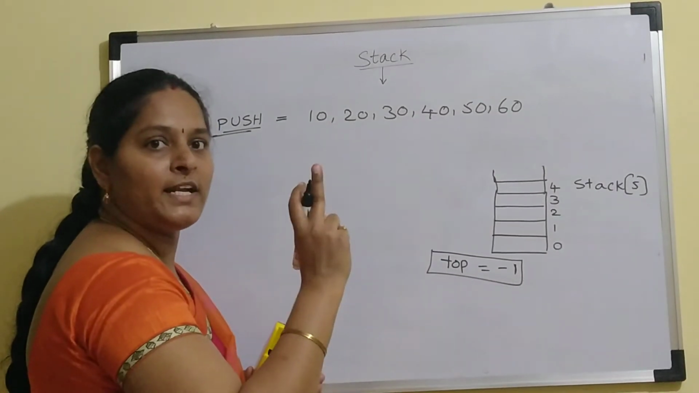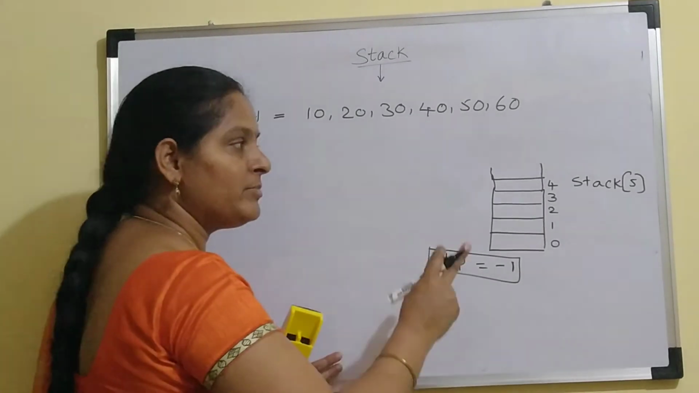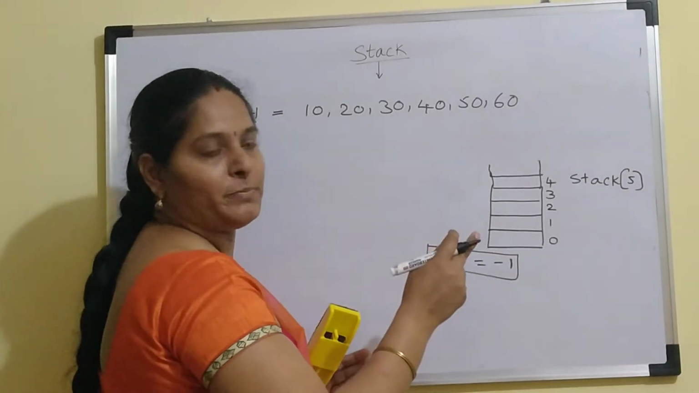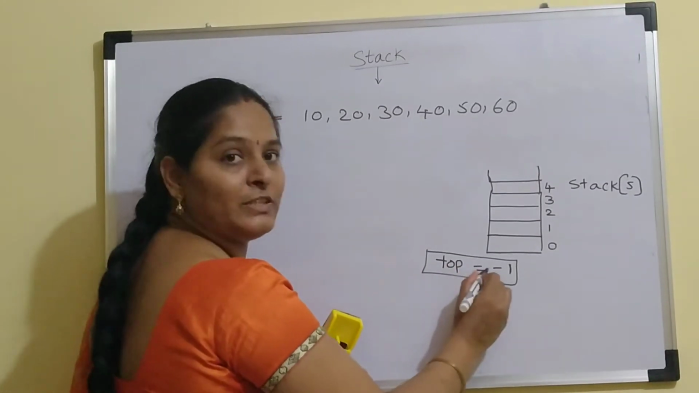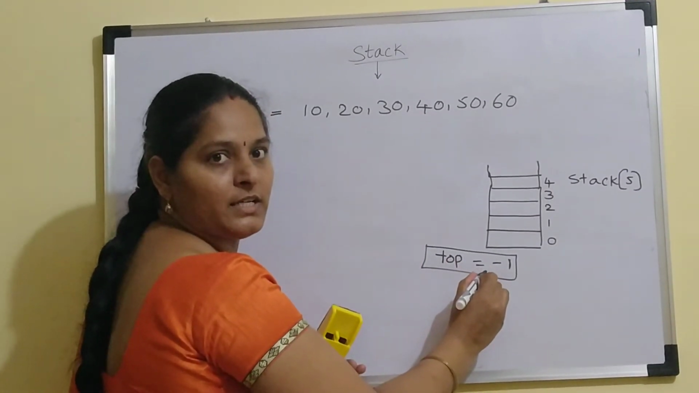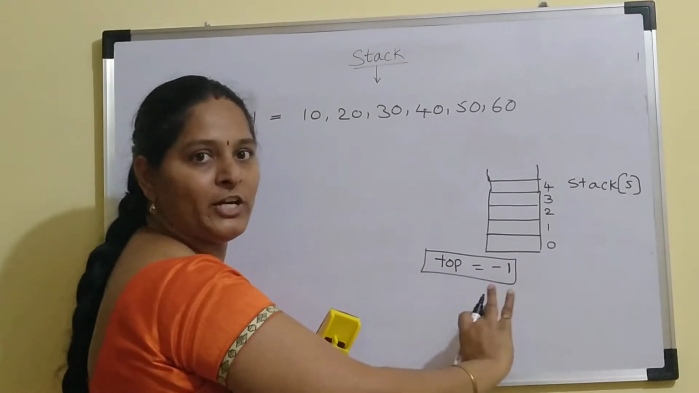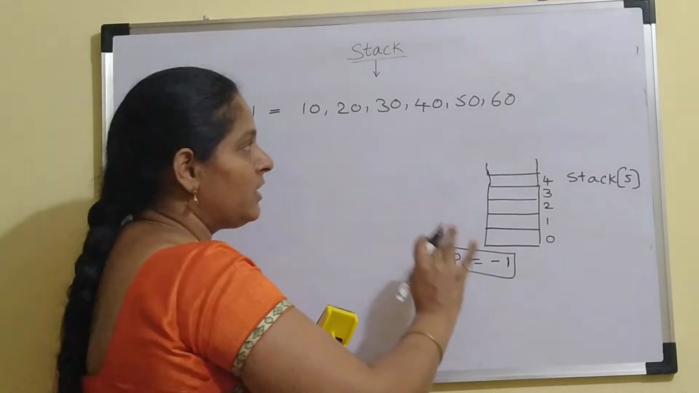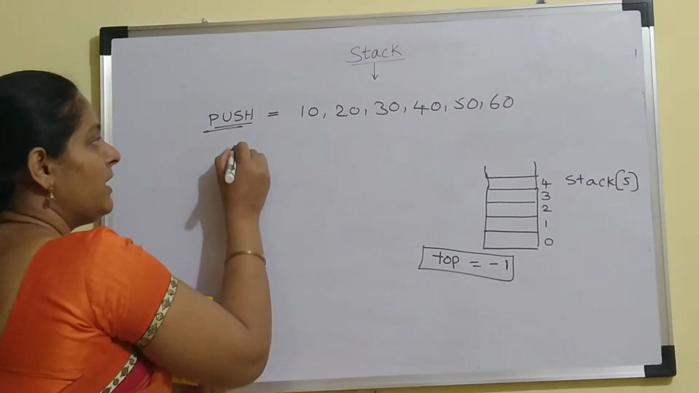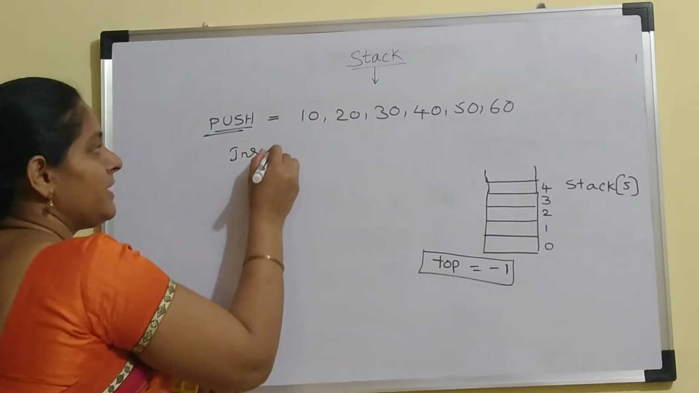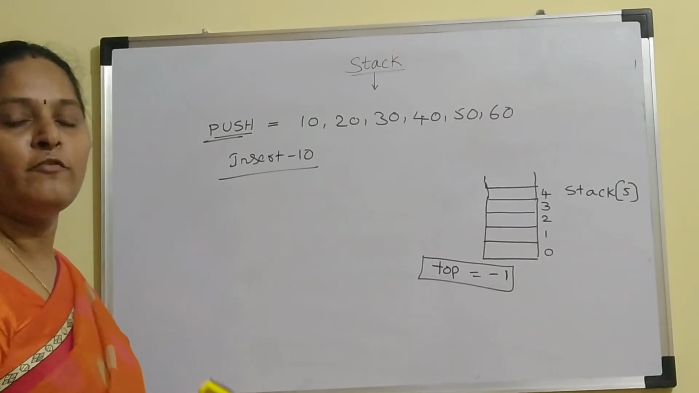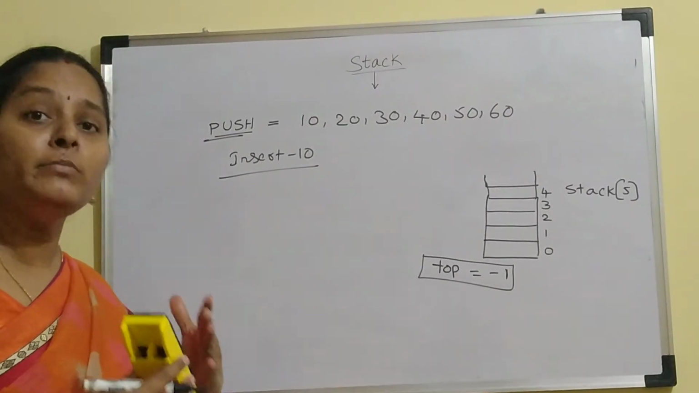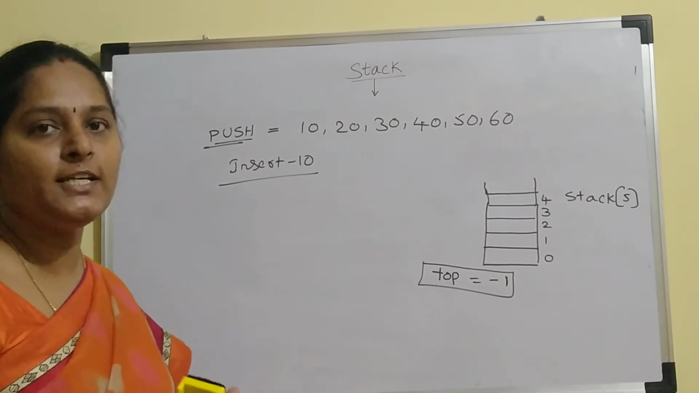So how to insert 10 into the stack? We have only one end in the stack. From that end only I can perform insertion operation, right? So initially the stack is empty, so that will be represented with -1. So top is not pointing to any position. Now I want to insert 10 into the stack. So where to insert 10? First of all, we need to show the empty location for inserting 10 into the stack.